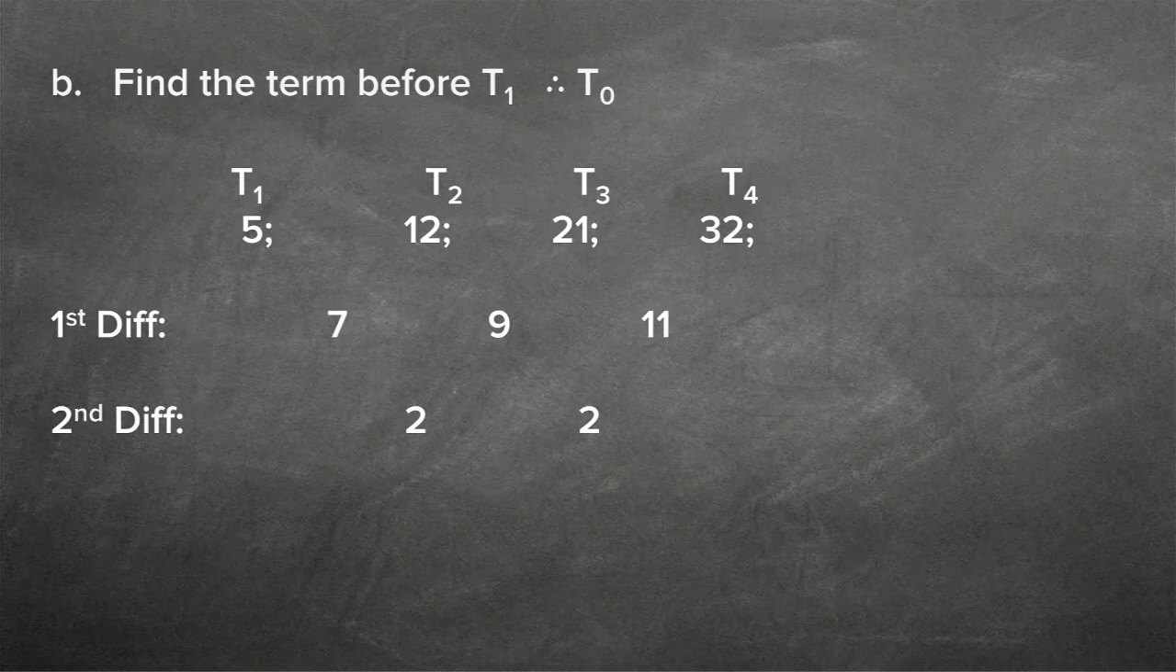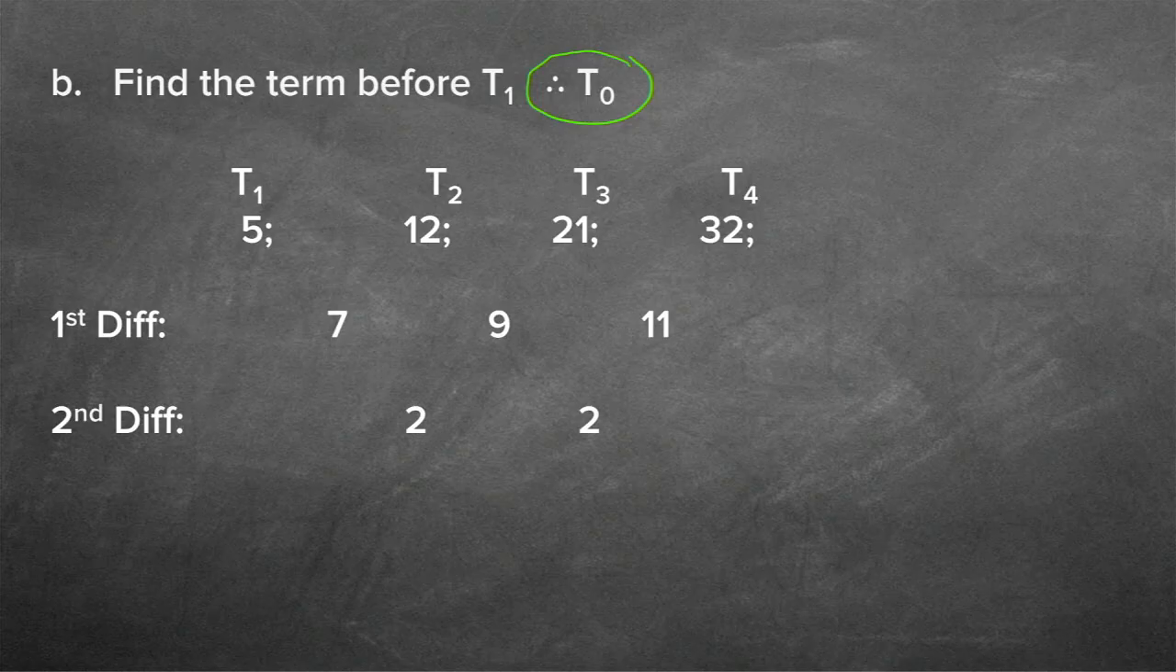It's the same sequence, 5, 12, 21, that we did previously, but now they ask you, find the term before T1. So that means find T0. Now, T0 is not part of your sequence, but there's a very good reason why we are finding this T0. You'll see just now, but let's just see what they did here.